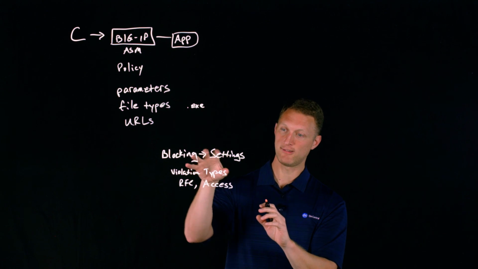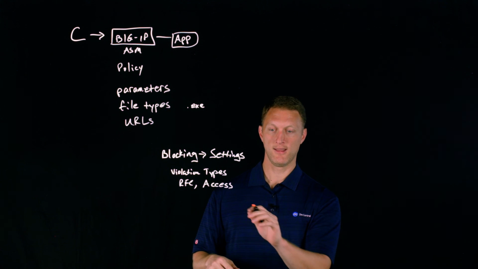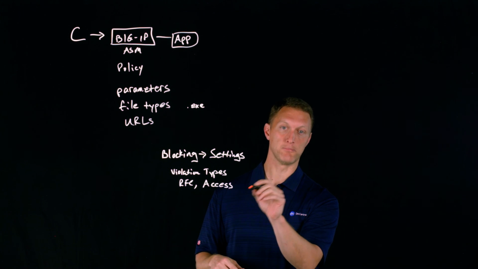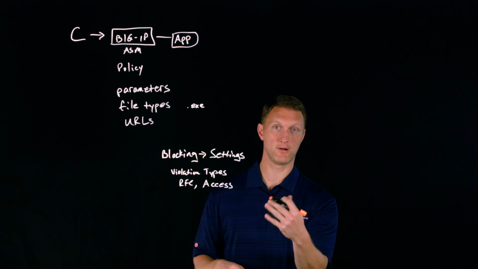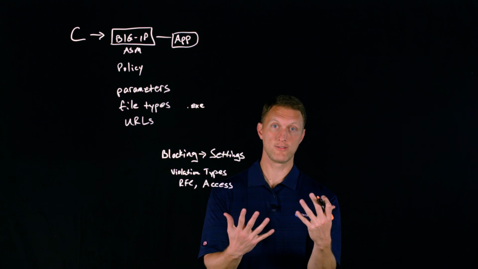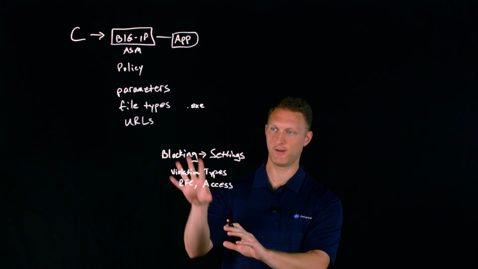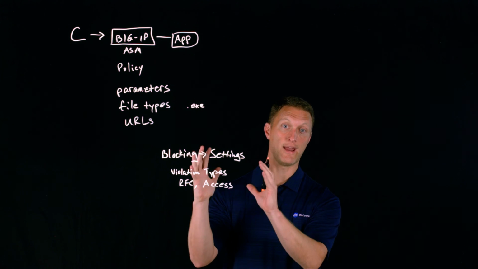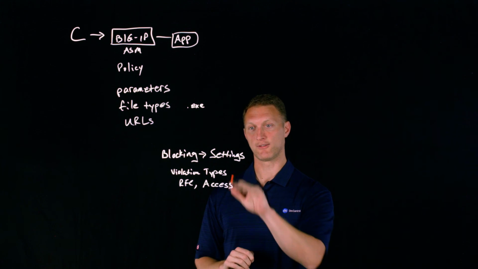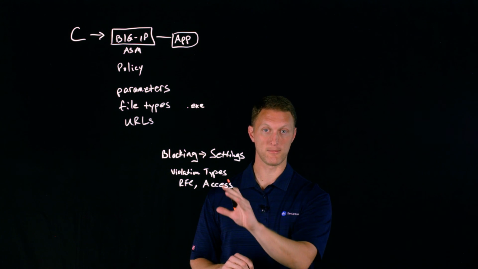You go to these violation types, and it's got all of them listed, and so you can either block on those, or just alarm on those, or just log those things. So you can set all that stuff here under the blocking settings area of the ASM. That's a critical place to go look to set some of these exceptions.